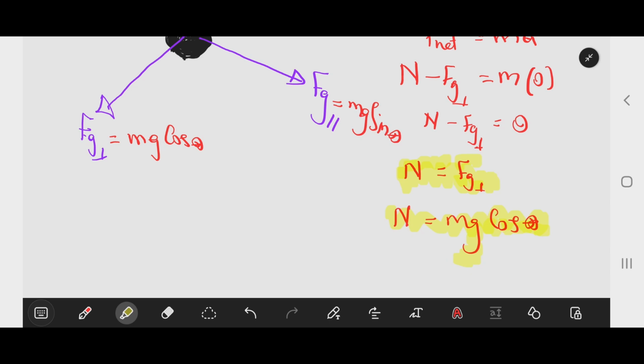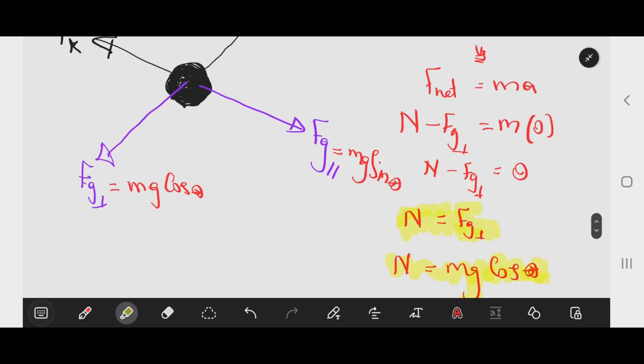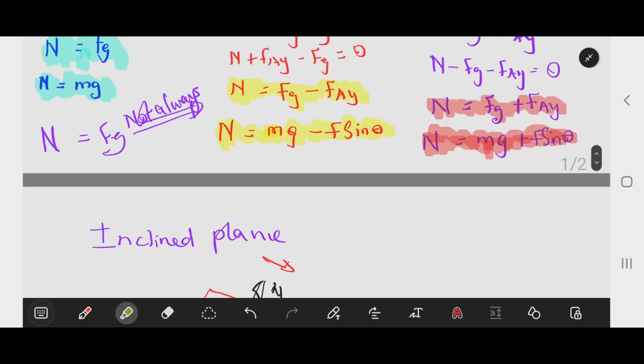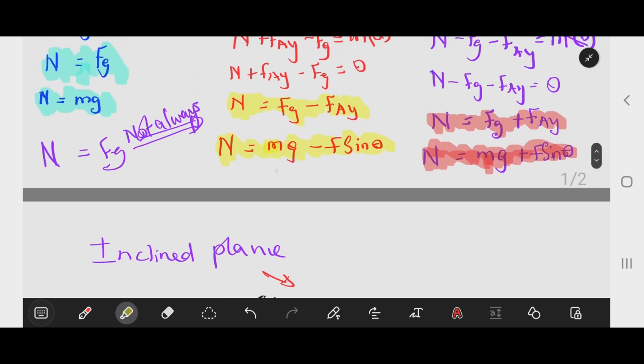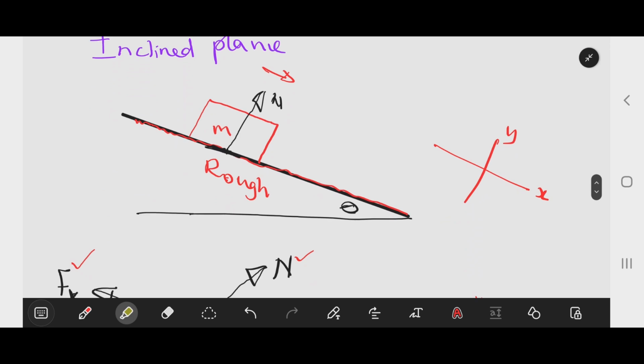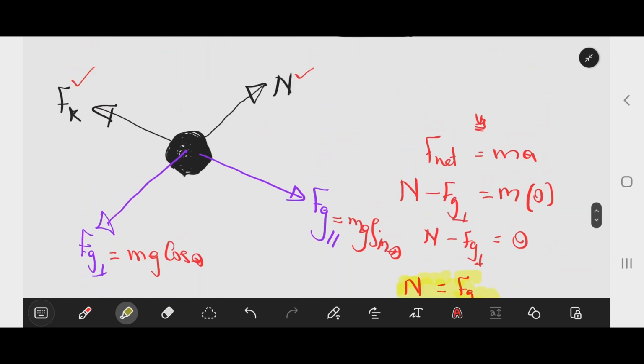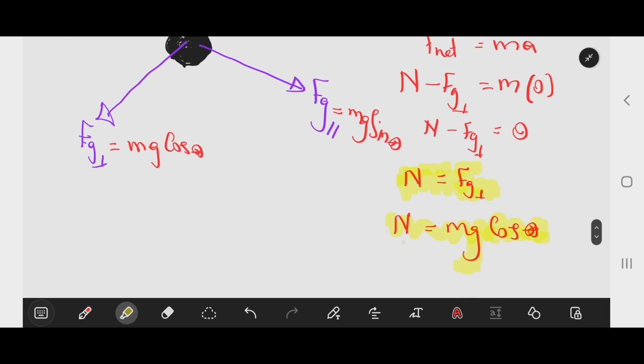So we can also conclude here that the normal force is not always equal to the gravitational force. In one scenario it is equal to the gravitational force minus the y component. In another it is equal to the gravitational force plus the y component of the applied force. And on an inclined plane, we can see that the normal force, for this scenario, is equal to the perpendicular component of the gravitational force.